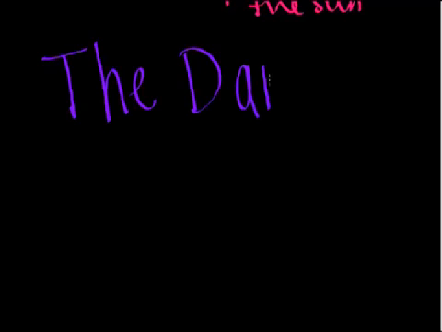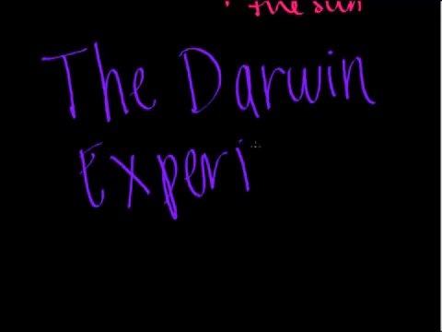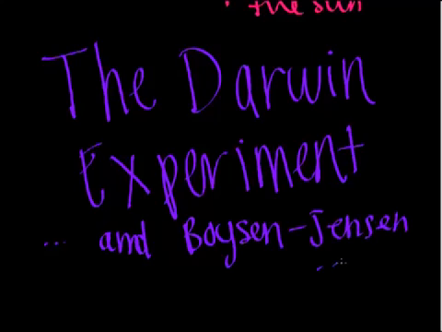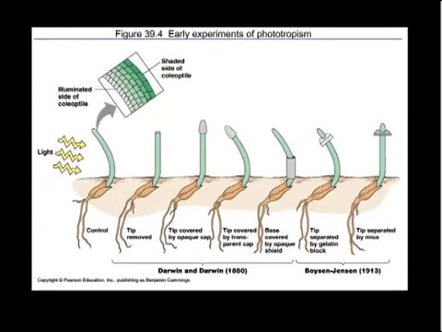Okay, so from here we get a couple of really important experiments, such as the Darwin experiment and the Boysen-Jensen experiment, which is kind of an extension of the Darwin experiment. In the Darwin experiment, basically what he was testing was how auxin played a role in this leaning towards or away, or positive or negative phototropism. And he was testing whether or not a seedling would lean towards this light source or away from this light source if it had this tip of the coleoptile, which again, the coleoptile is a sheath that encloses the shoot of a sprouting grass seedling.